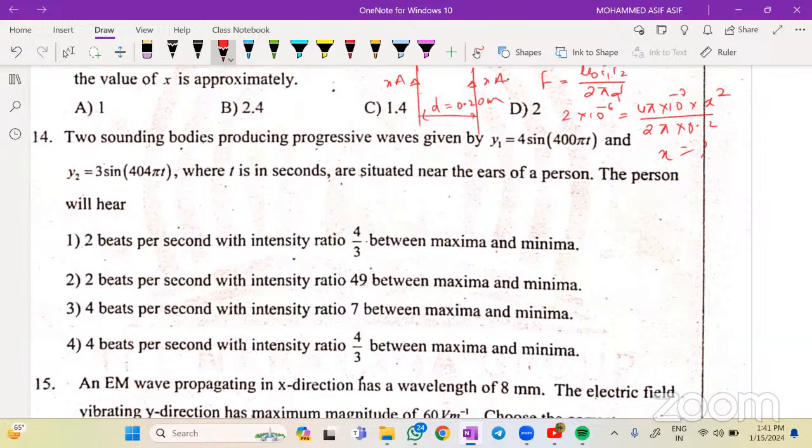The person will hear how many beats. अब देखो पहले number of beats निकालो n1 is equals to omega divided by 2 pi. First one में omega दे रखा है 400 divided by 2 pi. This value will be equal to 200 hertz.